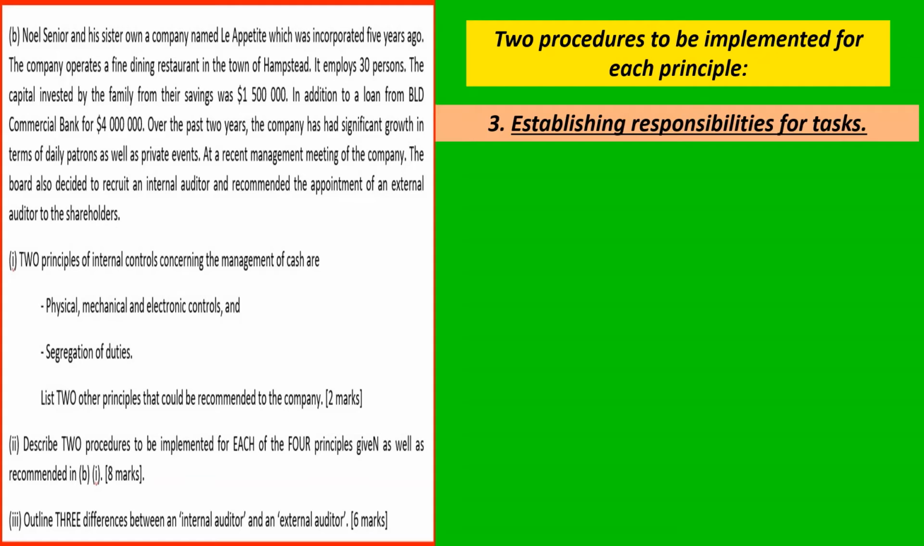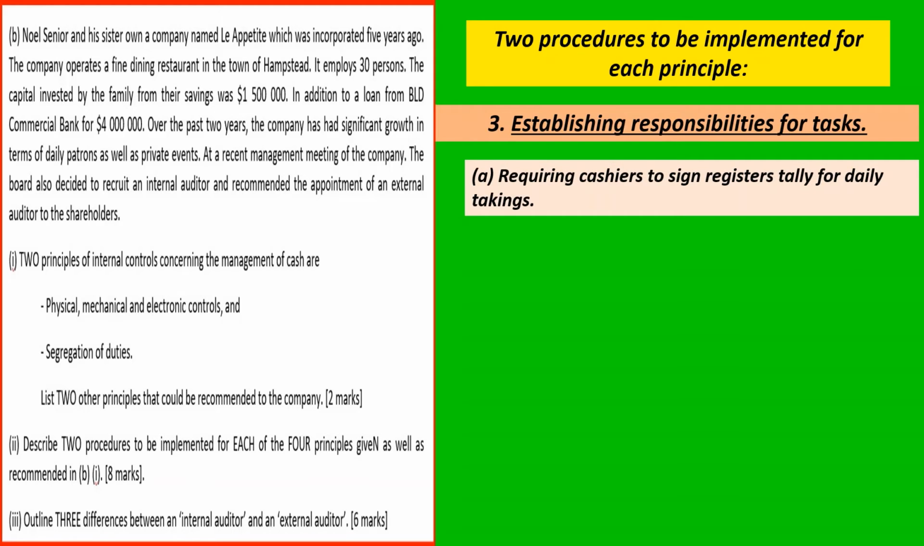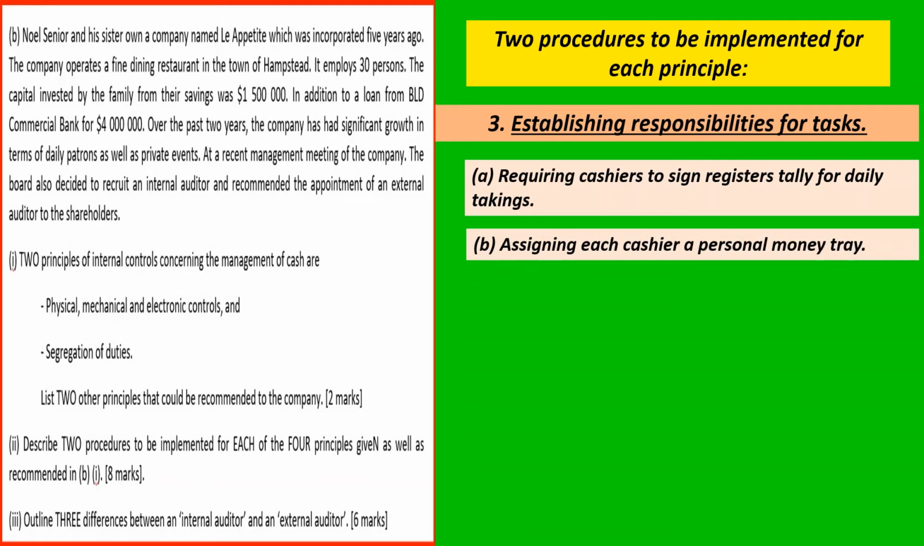Two, now these are the two that we provided. Establishing responsibilities for tasks. Okay, you could require cashiers to sign register tallies or totals for daily takings. They must sign it as having taken that amount of cash. B, we must assign each cashier a personal money tray. We might not be able to afford a separate cash register for each cashier, but what we can do is have a tray in the cash register for each cashier. So each cashier would be responsible for their personal tray.